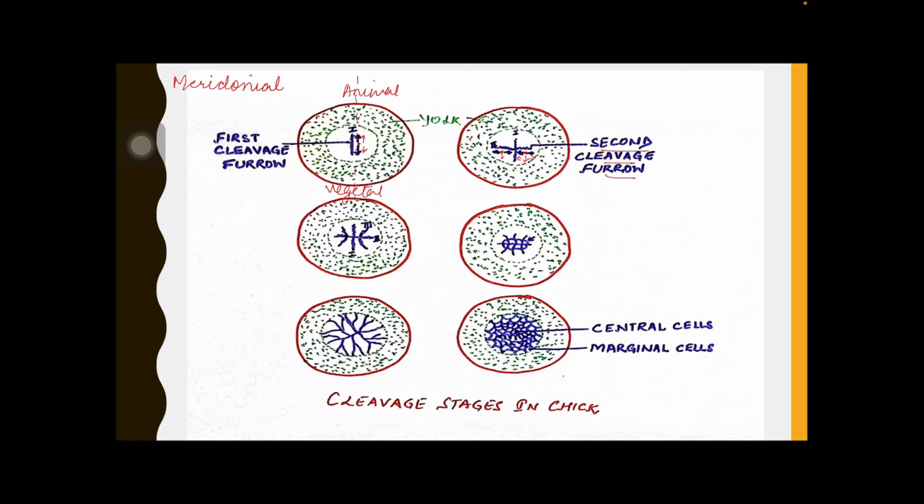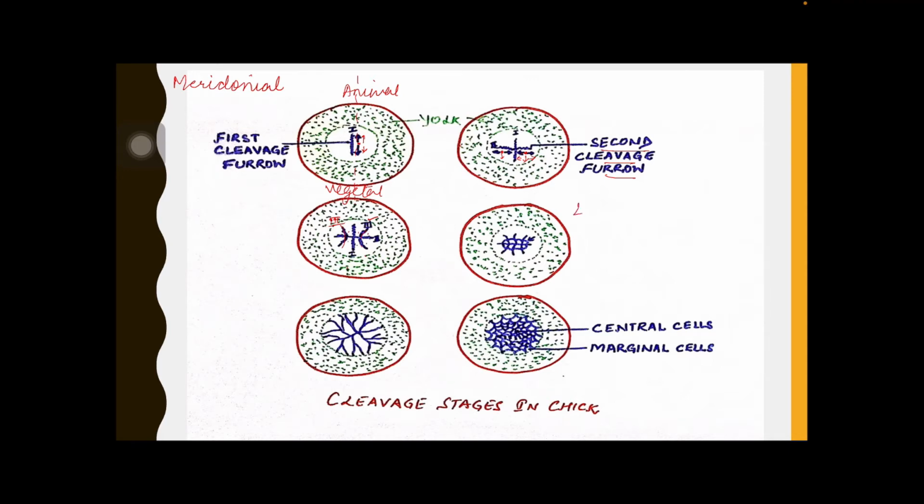Then comes the third cleavage. The third cleavage is a set of two divisions. You can see this is a third cleavage and this is also a third cleavage. So it is a set of two divisions and it is always vertical. As a result, we get 8 blastomeres, right? So 8 blastomeres are formed.